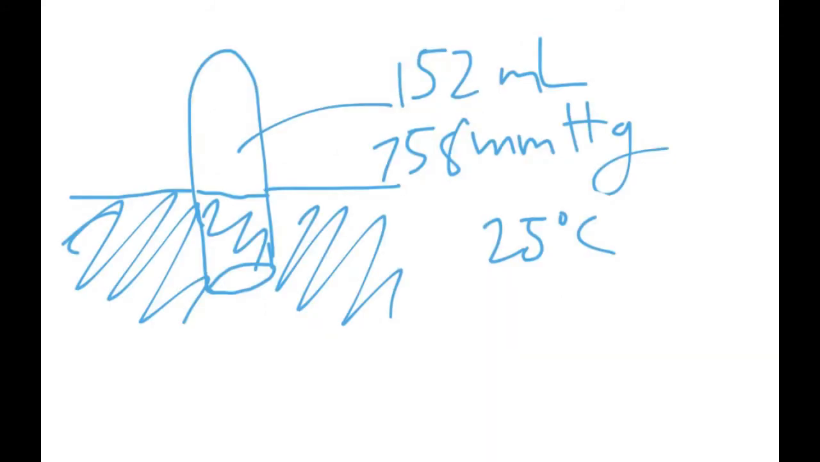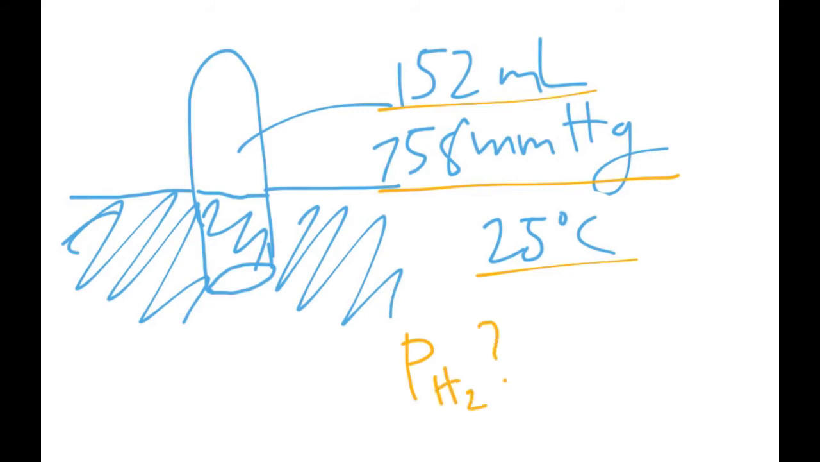Let's take a look at this example. If a student collects 152 milliliters of gas over water at 25 degrees Celsius and finds that the pressure inside the container is 758 millimeters of mercury, then what is the partial pressure for the H2 gas, and what is the number of moles of H2 gas? So these are the two things we are trying to find.